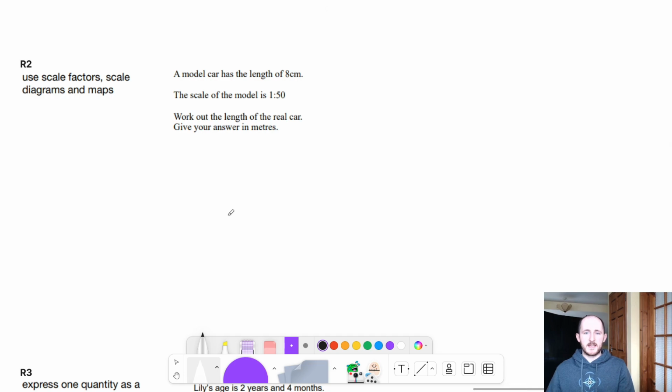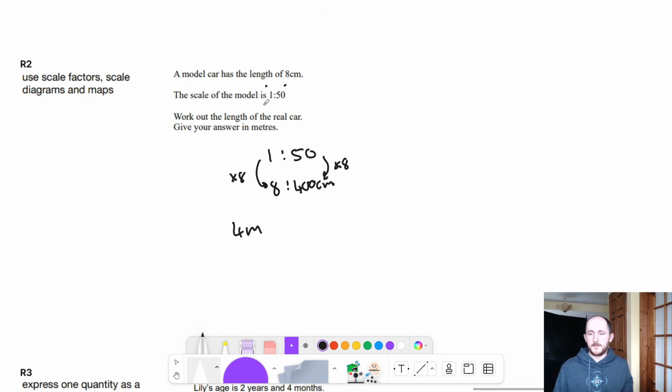So, use scale factor, scale diagrams and maps. Generally speaking, this is what a scale would look like. A model car's length is 8 centimeters and the scale is 1 to 50. This here is the scale length, if you like, and this is the real length. Here's how I always do ratios, by the way. To get from here to here, I times by 8. So I'm doing the same thing on the other side, which would give me 400 centimeters. So basically, it's 4 meters long.